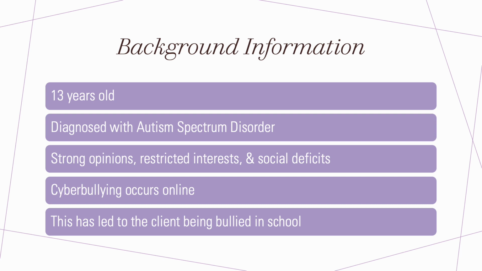An interview was conducted with the client's mother to obtain some information regarding the client's cyberbullying behavior. The mother indicated that the client is 13 years old and has a diagnosis of autism spectrum disorder. The caregiver stated that the client has strong opinions on certain things, restricted interests, and lacks social skills. She just recently found out that her daughter has been engaging in cyberbullying online from a parent from school. This behavior has led to the client being bullied in school. Therefore, the function of the behavior must be determined so that an appropriate intervention plan can be implemented.